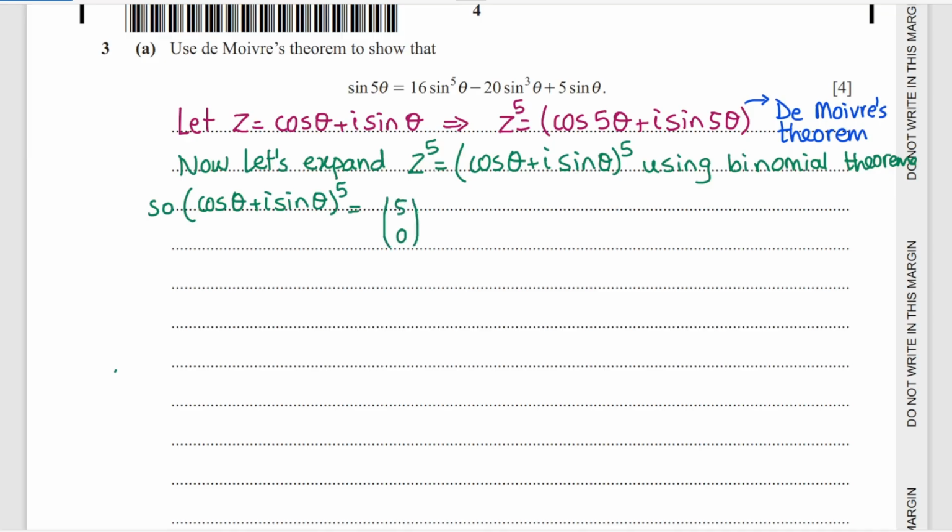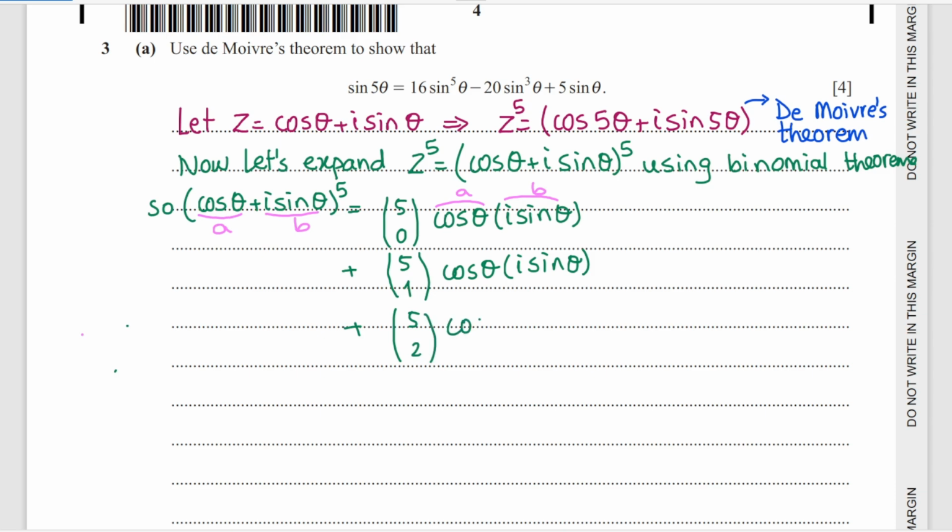Let's write each binomial term separately. So we start with 5 choose 0. And here I have cosine theta and sine theta as factors. Each term in the binomial expansion is formed by a binomial coefficient multiplied by powers of cosine theta and sine theta. So I wrote the terms first.